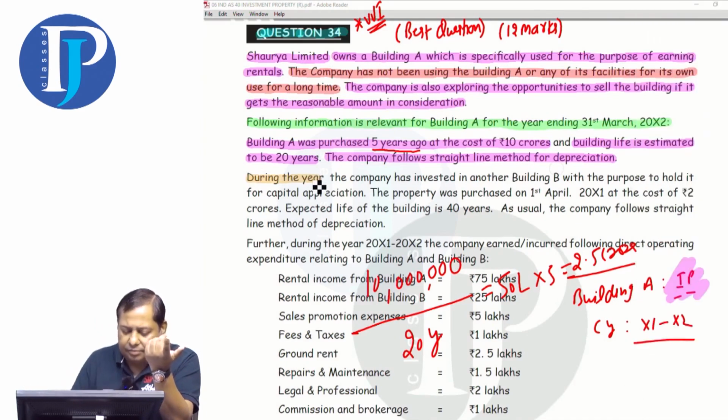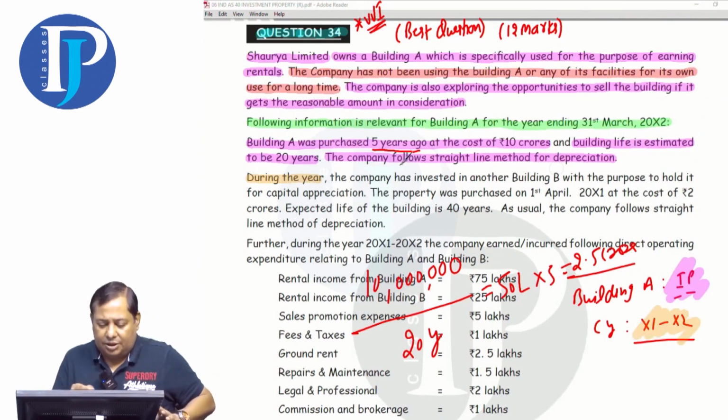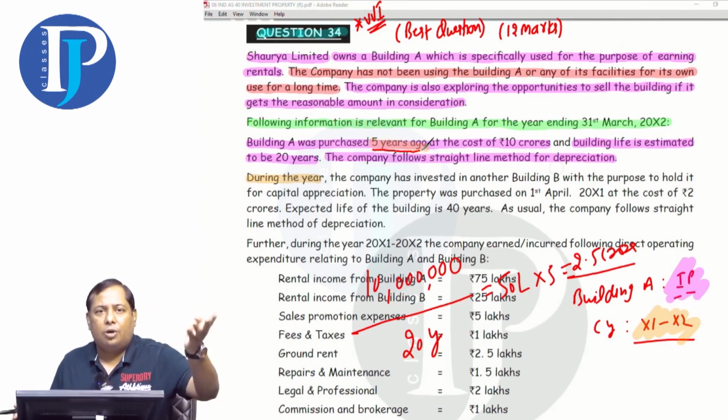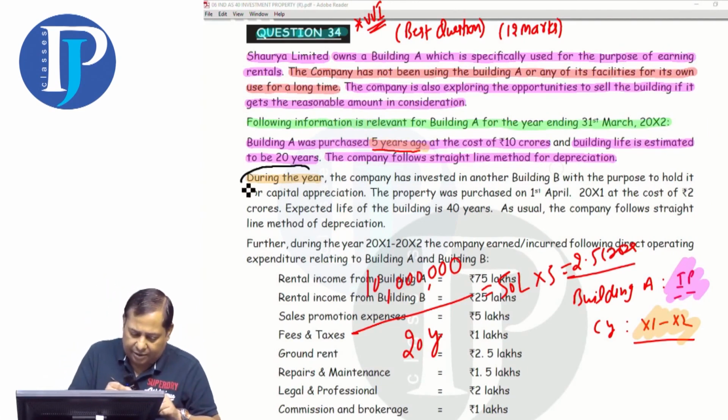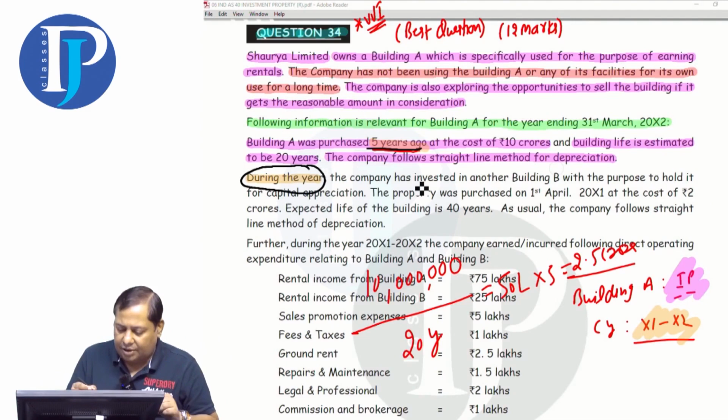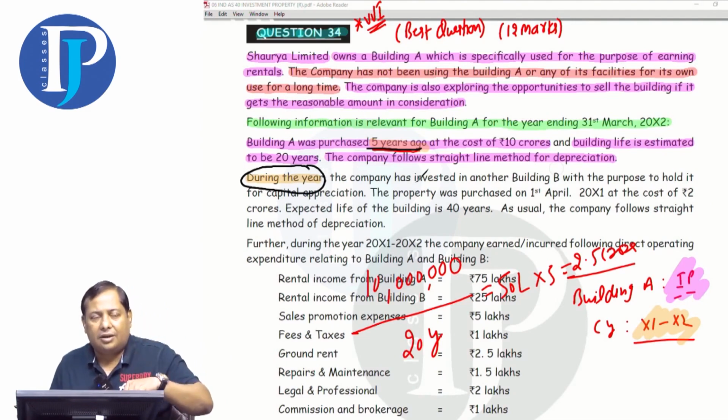During the year X1-X2, a student had a doubt. He said here it is 5 years ago. So in 5 years, 4 are old and 1 is the current year. No. Here we can see "during the year". So this information is in the beginning of the current year, because "during the year" starts here.